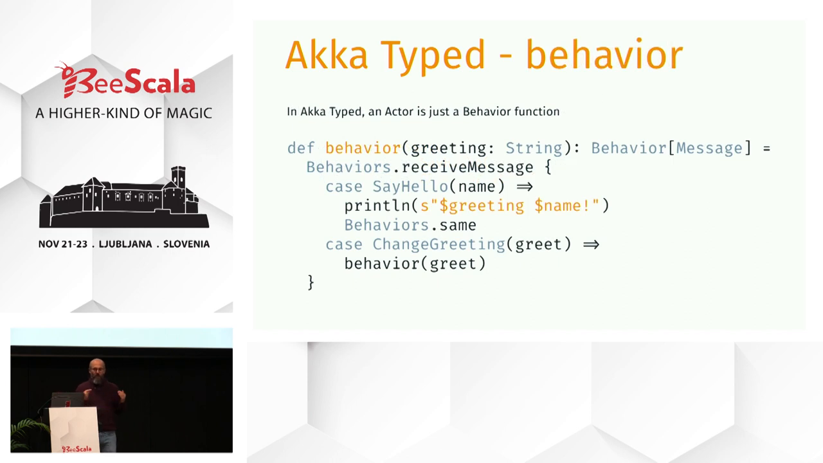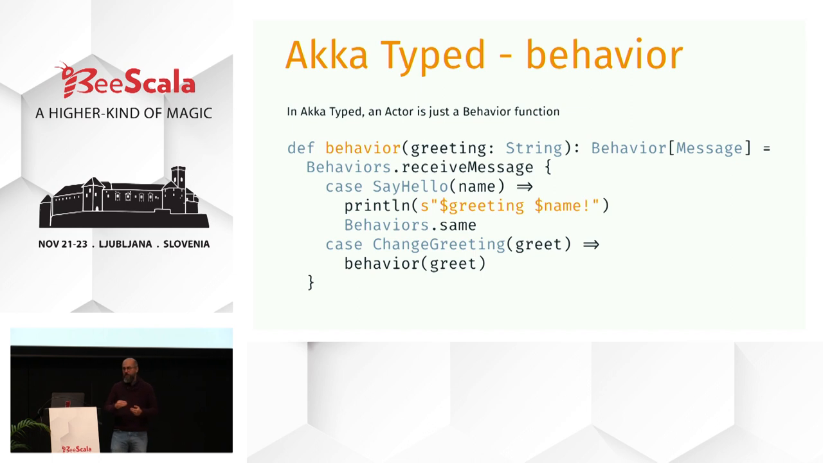And in Akka Typed, you don't extend an actor anymore, but you define a function. And that function is a behavior function. You just define a function from some message to some other behavior. Because that's all actors are about: it should receive a message, handle a message, and tell what is the next behavior.